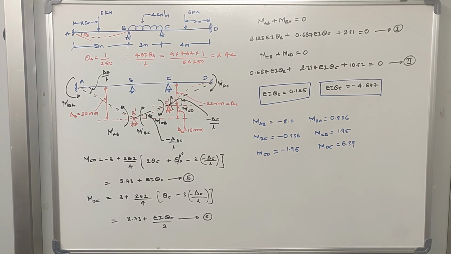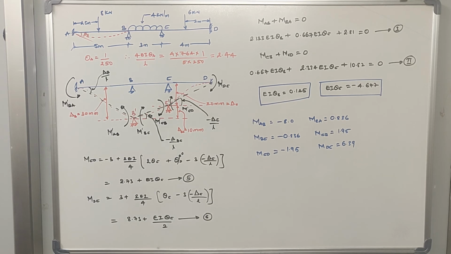Now similarly for MDC also, you can substitute the fixed end moment, the length, and the value of delta C, and solve the MDC. MDC will be 8.73 plus EI theta C by 2. Okay, once you have solved all the slope deflection equations, MAB, MBA, MBC, MCD, MDC and all of those equations, the next thing is to develop the equilibrium equation. You already know how to develop the equilibrium equation.